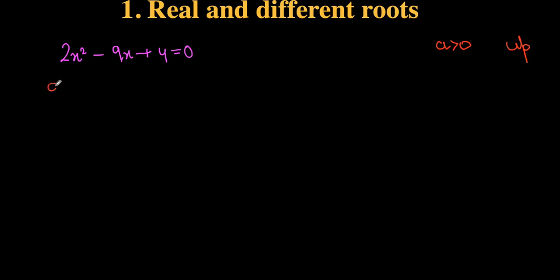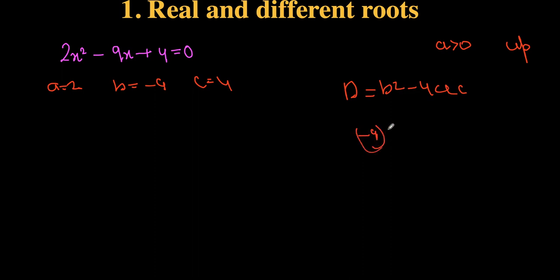Okay, now your a is 2, your b is minus 9, and your c is 4. Now we are going to find the discriminant. Okay, so discriminant d is always equal to b square minus 4ac, and I will check what my discriminant is. So b square is minus 9 square minus 4a, a is 2 and c is 4. So this is your d.